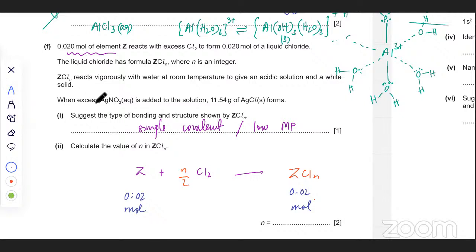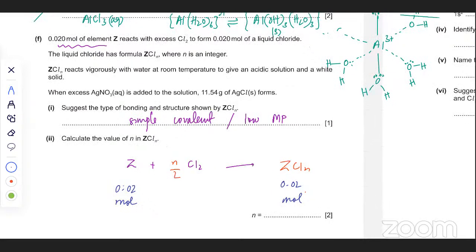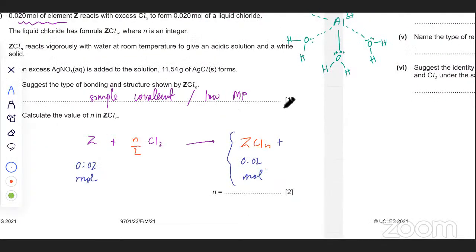This was provided when, okay, this is a separate reaction. So what's provided is, when excess silver nitrate is added to the solution, 11.54 grams of AgCl forms. So that's another piece of information that we have. So he's saying that he added, so let's say we have this now. Now he adds silver nitrate to it, and he says that AgCl is going to be formed.